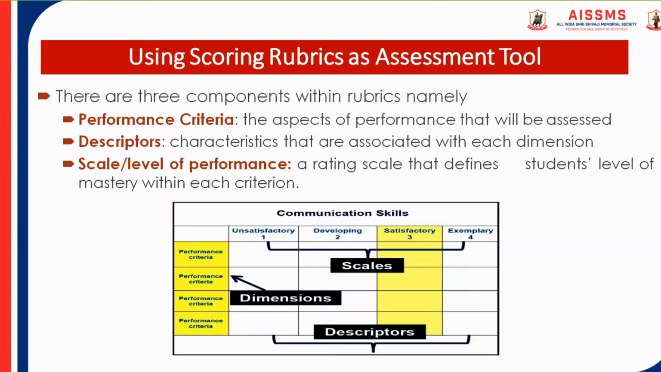And then we have certain descriptors, that is whether it is 1, 2, 3, or 4. So next slide, the understanding will be much better when we move on to the next slide. Yeah. So this is an example of the scoring rubrics as an assessment tool. If we look at this properly, I'll give some time, 2 minutes. All the participants are requested to just go through it so that you understand how these rubrics are formed.